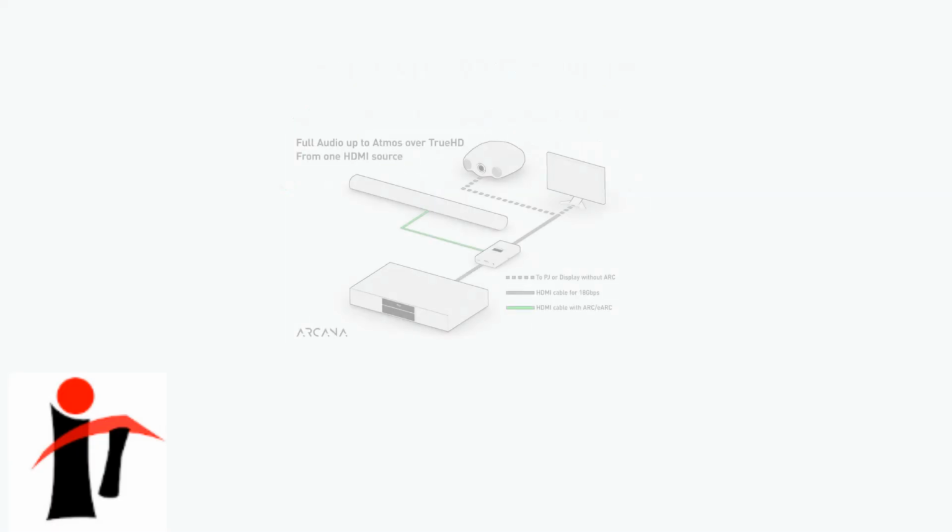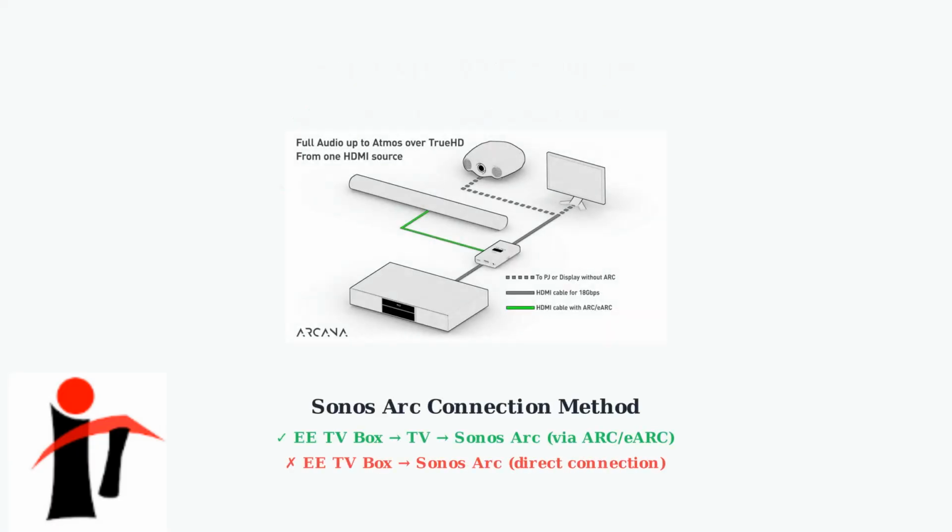For users with Sonos Arc soundbars, the connection method is crucial for proper audio functionality. Instead of connecting the EE Box Pro directly to the soundbar, connect it to your TV first. Then use the TV's ARC or eARC connection to reach the Sonos soundbar. This prevents handshake conflicts and ensures reliable audio.